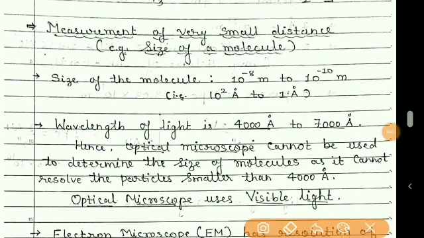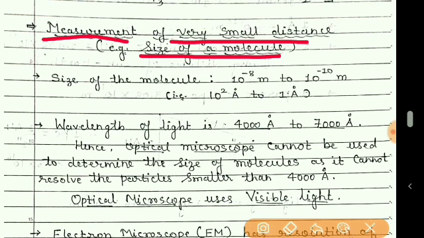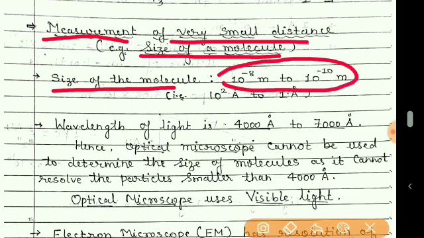Now to measure very small distances, for example the size of a molecule. If the dimensions are very small, then we cannot use Vernier calipers, micrometer screw or any other instrument. For that, again an indirect method is required. Here it is given that the size of a molecule is of the order of 10 raised to minus 8 meter to 10 raised to minus 10 meter.